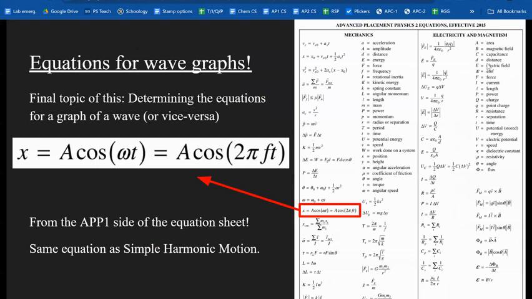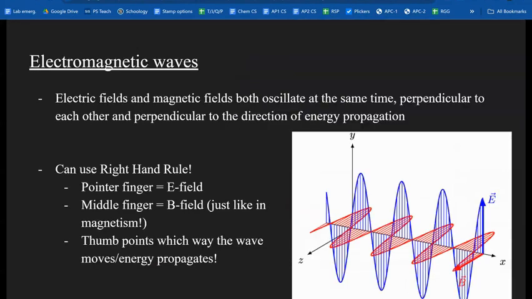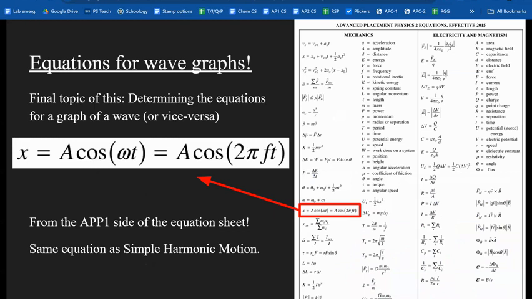Equations for wave graphs. So you may have noticed, and I will go all the way back to this here, these, as they go up and down, right? Up, down, it kind of looks like what kind of wave? Oh, a sine wave or a cosine wave. AP gives you this on your equation sheet, and it actually comes in the mechanics section. So this is on the second page of your equation sheet. I don't know why they don't put it in the optics and waves for this stuff, but here we are.